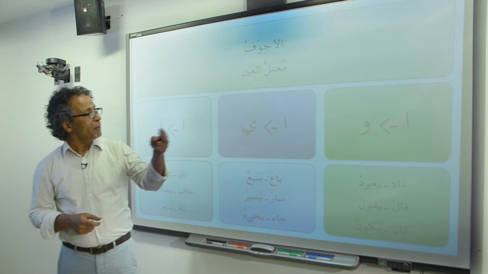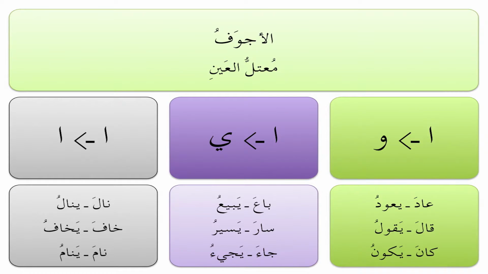الأجوف وهو معتل العين من 3 أنواع. It has 3 types, and the way to distinguish them is to look at how they behave when they're conjugated in the past and then in the present. And we're going to focus on huwa as the main conjugation pronoun. So in the past, from alif transforms into a waw في المضارع. عاد يعود، قال يقول، وكان يكون.